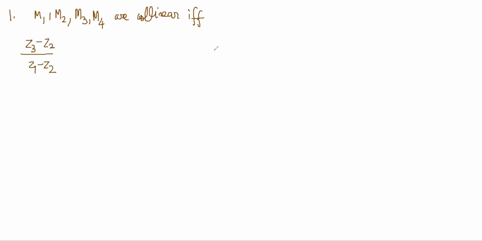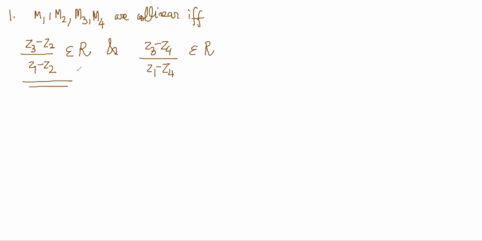So one, the points M1, M2, M3, M4 are collinear, just collinear, if and only if (Z3 minus Z2) by (Z1 minus Z2) belongs to the reals and (Z3 minus Z4) by (Z1 minus Z4) belongs to the reals.